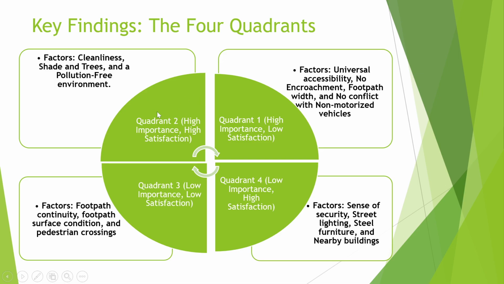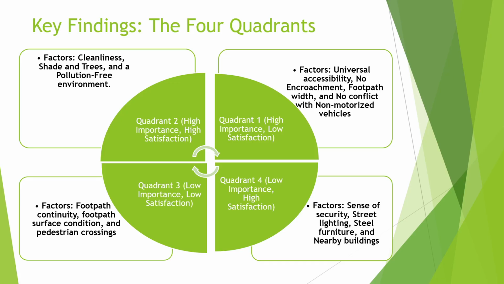In quadrant 2, these are of high importance for pedestrians, and satisfaction is also high. So pedestrians are satisfied with these factors. These factors are cleanliness, shade and trees, and a pollution-free environment. In quadrant 3, these factors are of low importance, and pedestrians are also not satisfied with them. The factors were footpath continuity, footpath surface condition, and pedestrian crossings. And finally, quadrant 4 has low importance, and pedestrians are highly satisfied with it. These factors were sense of security, street lighting, street furniture, and nearby buildings.